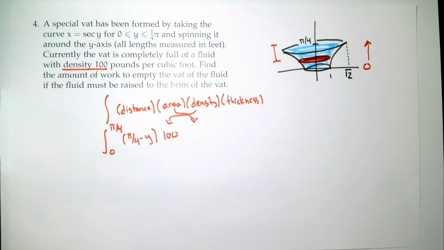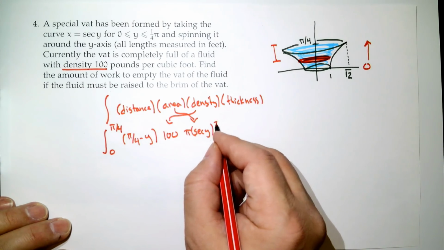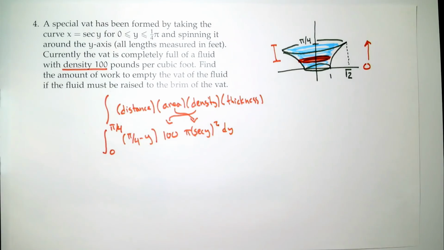Let's talk about area. When we talk about area, we're talking about area of a slice. What do our slices look like? They look like circles. What's the radius of one of these circles? Say I'm at height y. What's the radius? Secant y. So what's the area? Yeah, it's pi secant of y squared. And the thickness, that's your dy. All right, so now we're good to go. Everything is set up. All we have to do is the work.